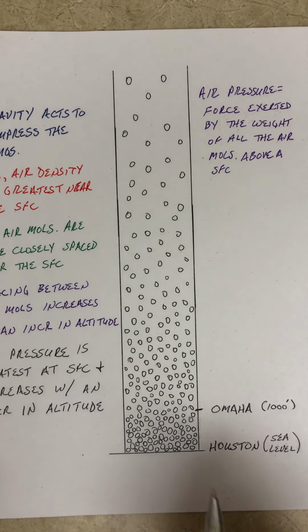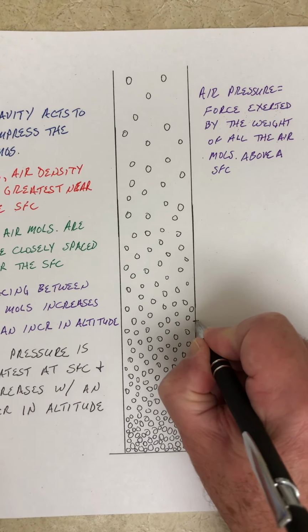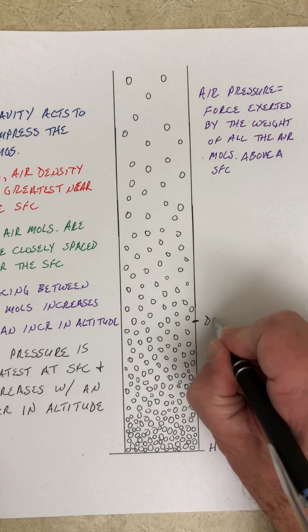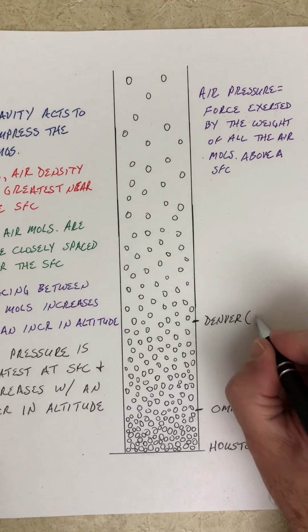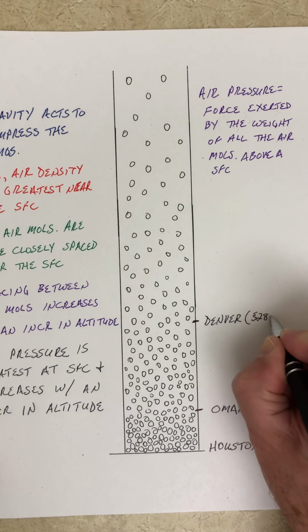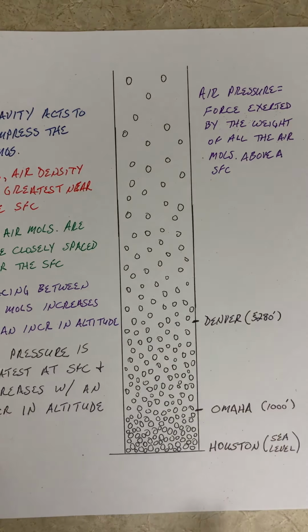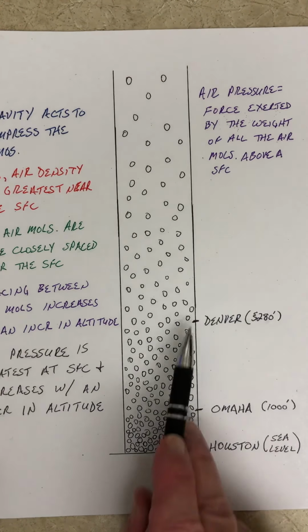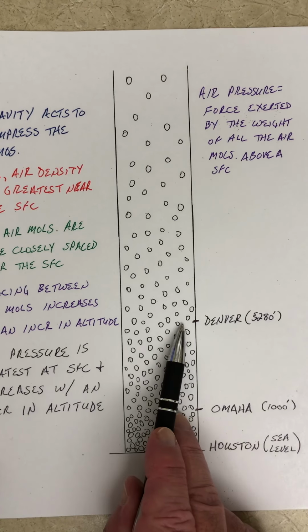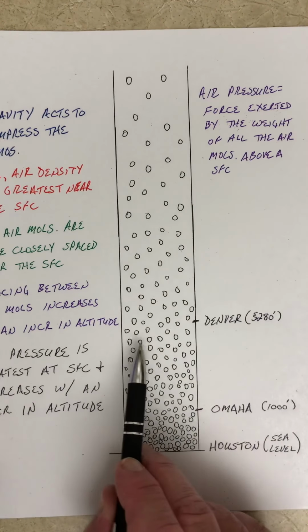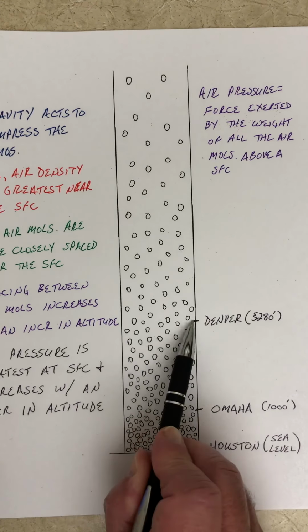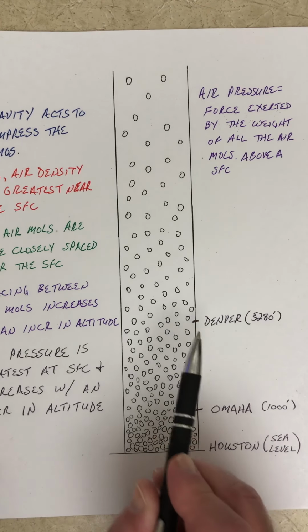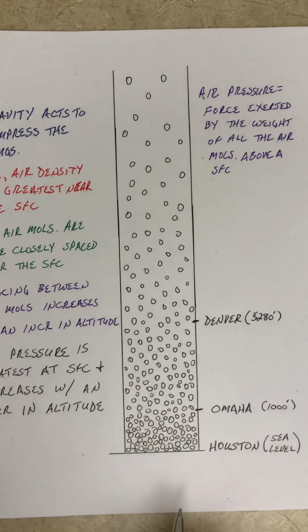Okay, and if we go to someplace like Denver, Denver is nicknamed the Mile High City. Okay, so their elevation is 5,280 feet above sea level. Okay, so notice that at Denver, they're starting out way above sea level. Okay, so the air pressure is the force exerted by the weight of all of the air molecules above a given surface. So if your surface happens to be Denver, Colorado, okay, you're starting out at a lower air pressure automatically because there are fewer air molecules above you.